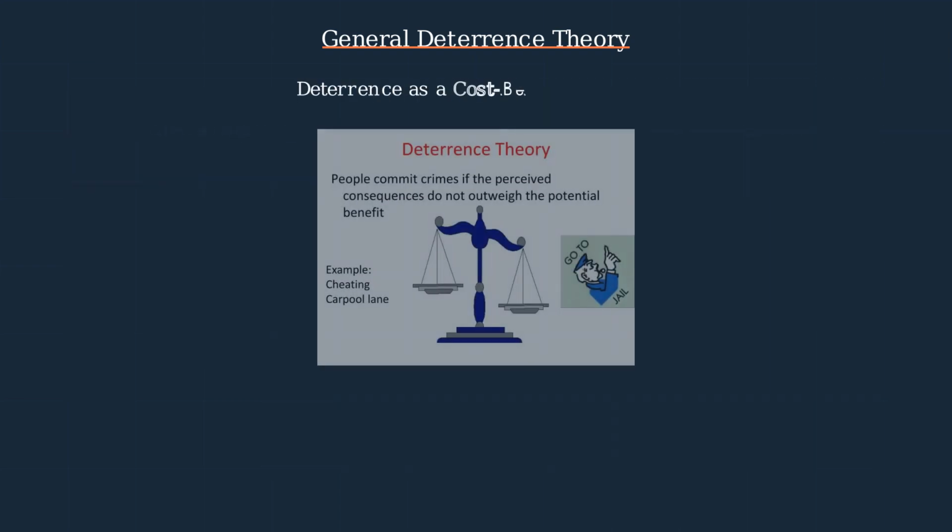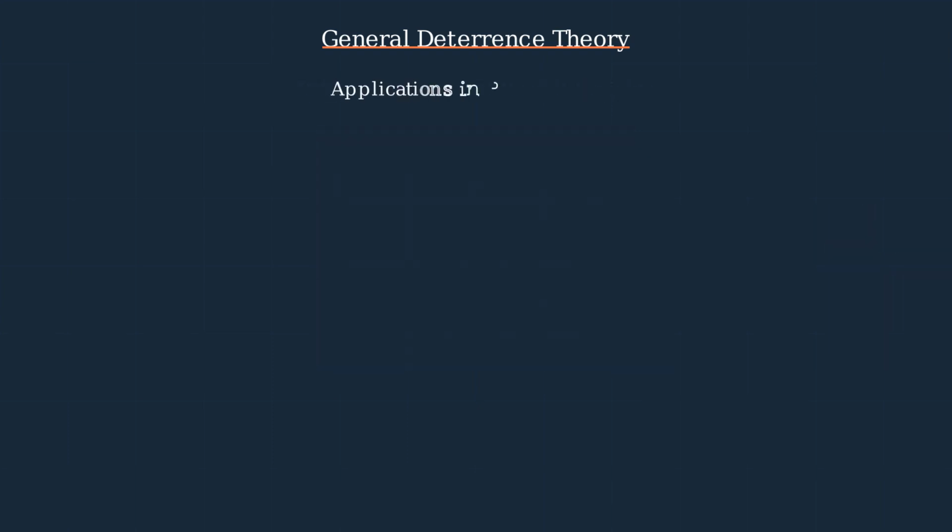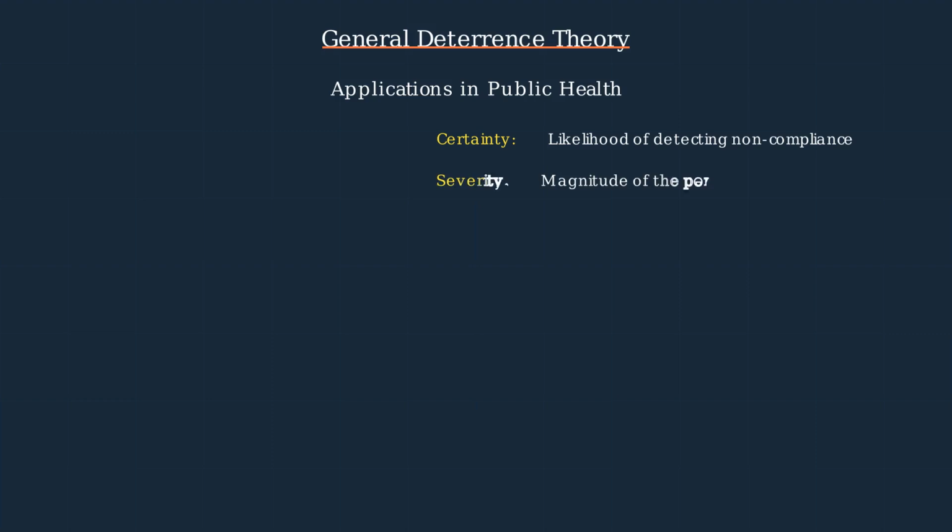At its core, deterrence theory operates on a cost-benefit analysis. People decide whether to engage in behaviors by weighing potential consequences against benefits. Effective sanctions increase the perceived cost of undesirable behaviors. In public health, general deterrence theory is applied through three key elements. Certainty refers to how likely non-compliance will be detected. Severity represents the magnitude of the penalty. And swiftness indicates how quickly the penalty is applied after detection.